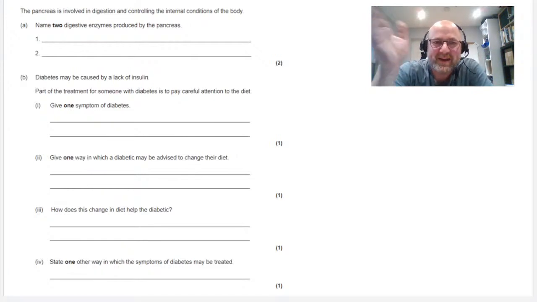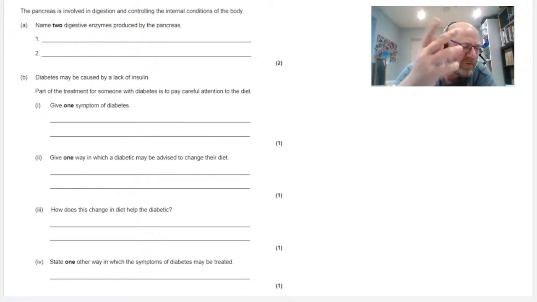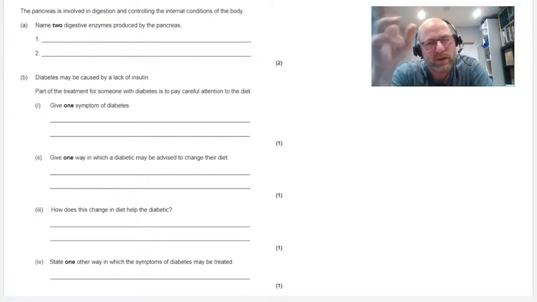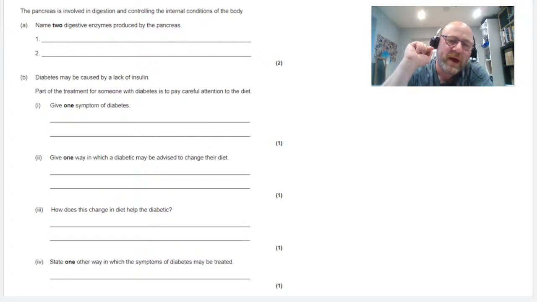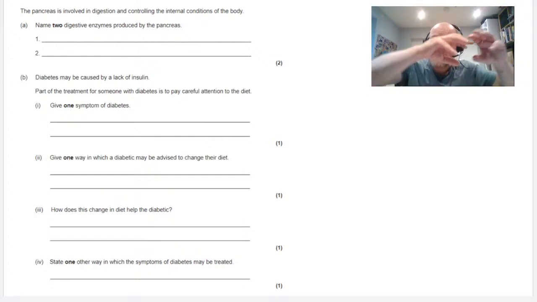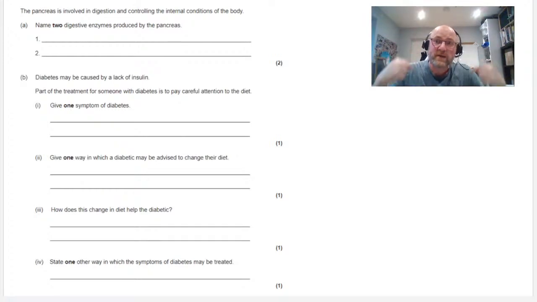But part of the treatment for someone with diabetes is to pay careful attention to the diet. Give one symptom of diabetes. That is more paper one, so I don't think that part will come up. Imagine you got diabetes. If the glucose is in your blood but can't get into your cells, how are you going to feel? Tired. Awesome, Adam. Yeah, tired. You're not going to be able to produce energy. So actually, parts of your body start dying off with diabetes. If it's left untreated, you can even have amputations and things because parts of the body start dying.